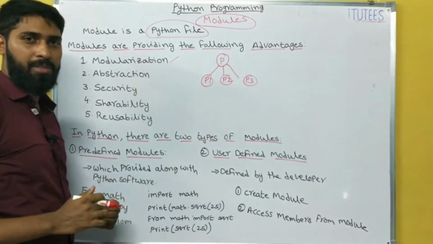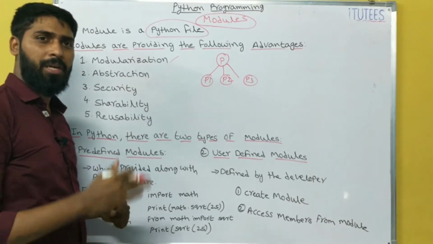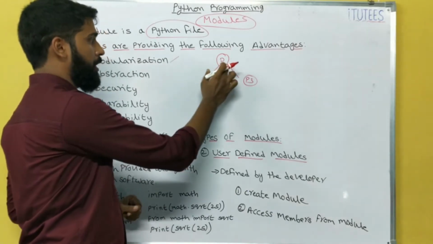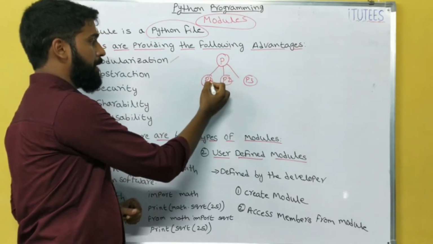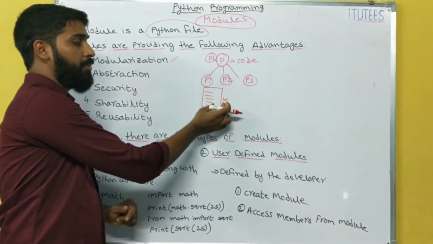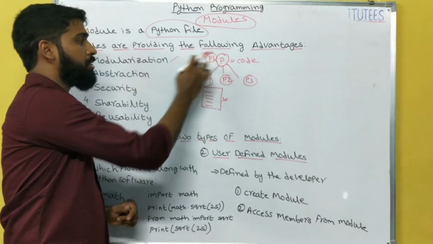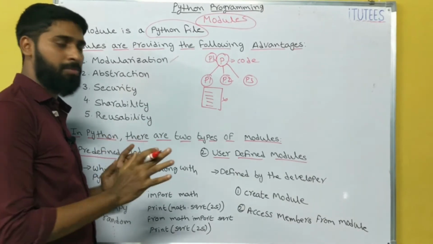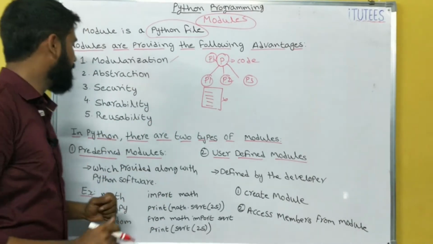Second one, abstraction. Abstraction is nothing but hiding the data. For example, in this scenario, I can access P1 from P. That means without knowing the code, I execute this P1 module. That is called abstraction. Simply saying, abstraction means hiding the data.